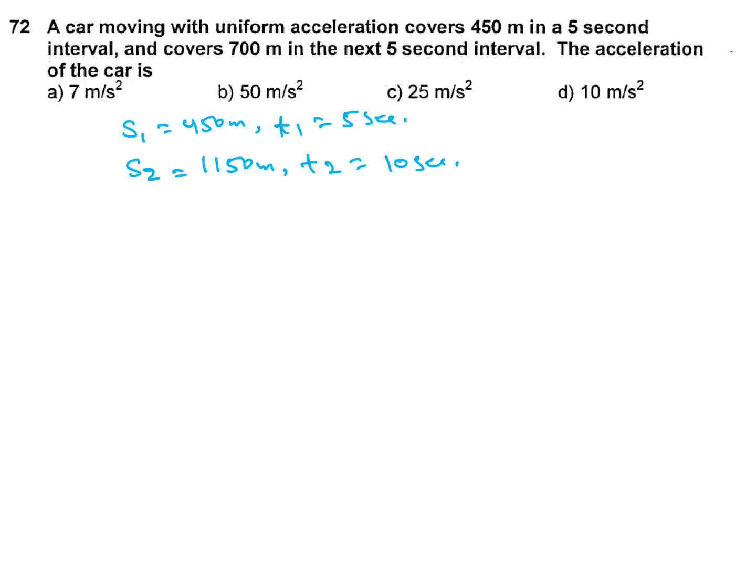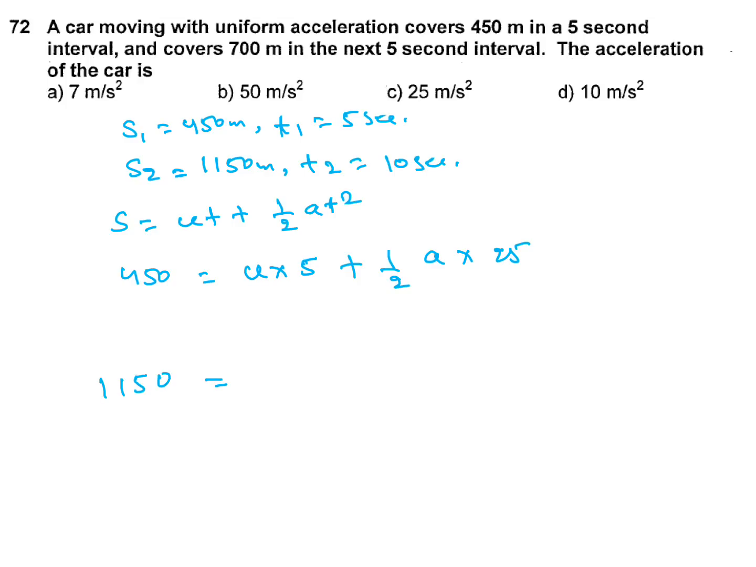To find the acceleration of the car, s equal to ut plus half at square will apply here. 450 equal to u into 5 plus half a into t square, 5 square is 25. Then s2: 1150 is u into time 10 second plus half a 10 square, 100. So for better calculation, here we will multiply by 2: 900 equals 10u plus 25a, and here 1150 equals 10u plus 50a.